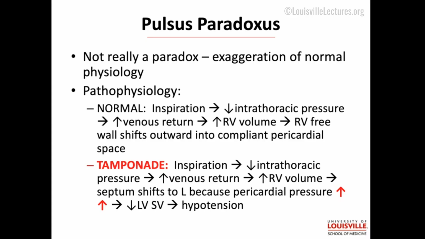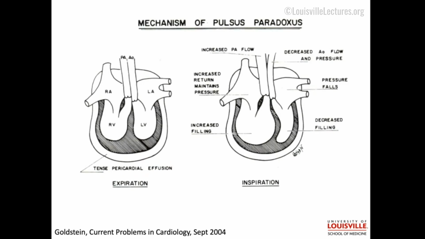Deep breath in lowers the intrathoracic pressure, therefore increasing venous return. But now the RV, which is getting a bigger volume load, has a free wall that is not free to shift out into the pericardium because the pressure in that space is too high. Therefore, the septum is going to shift over towards the left to accommodate the increased volume in the RV. As the septum shifts, that's going to lower the amount of volume in the left ventricle. Therefore, the stroke volume goes down, and that will lead to hypotension, decreased cardiac output, and eventually cardiovascular collapse.